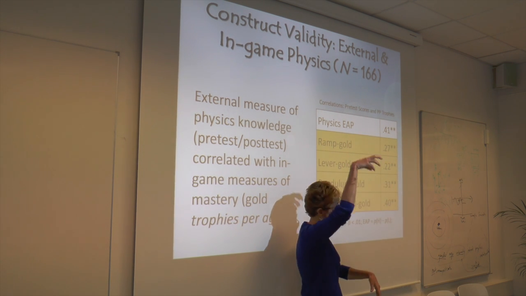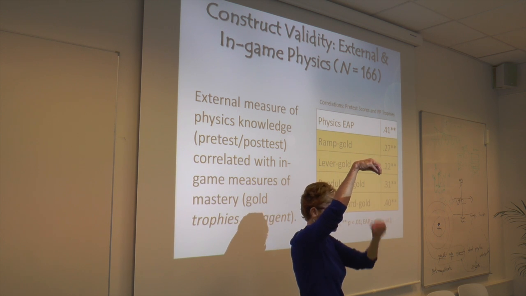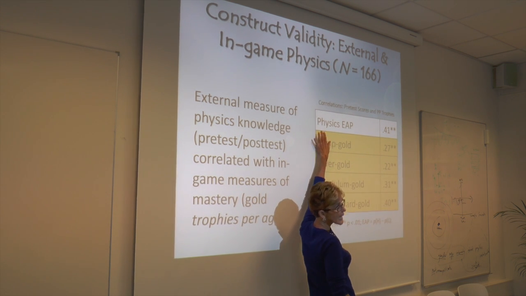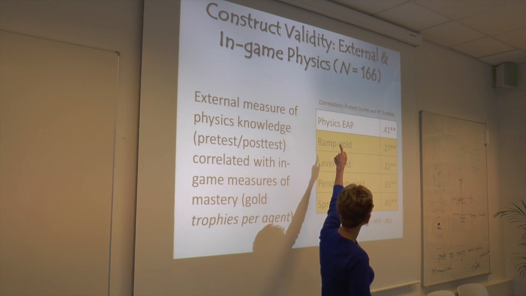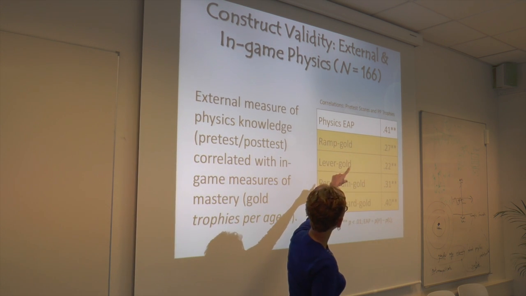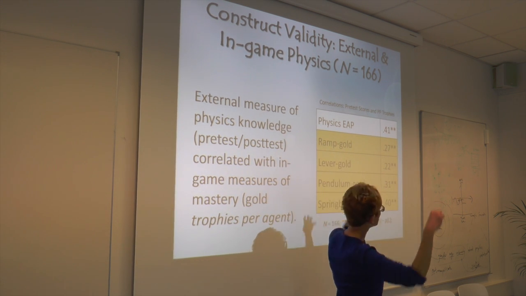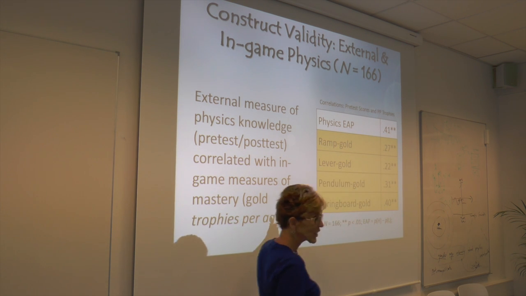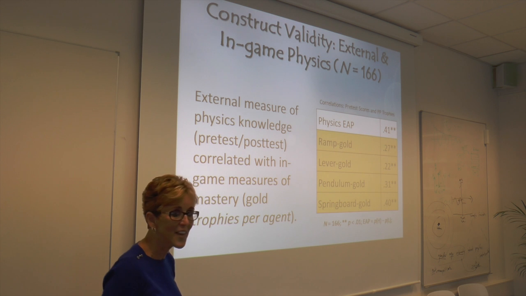And remember, physics at the very top was a function of this, which is a function of that. So we took our big daddy node of physics at the very top. The EAP is expected a posteriori. That's a single value, ranged from -1 to +1. And that correlated significantly with the external measure. So that was really nice.